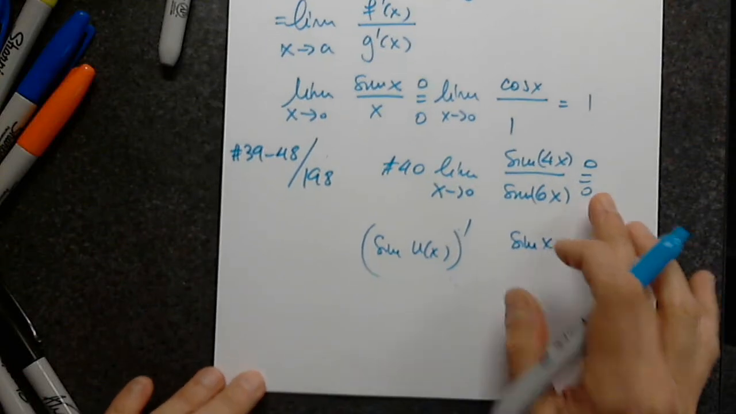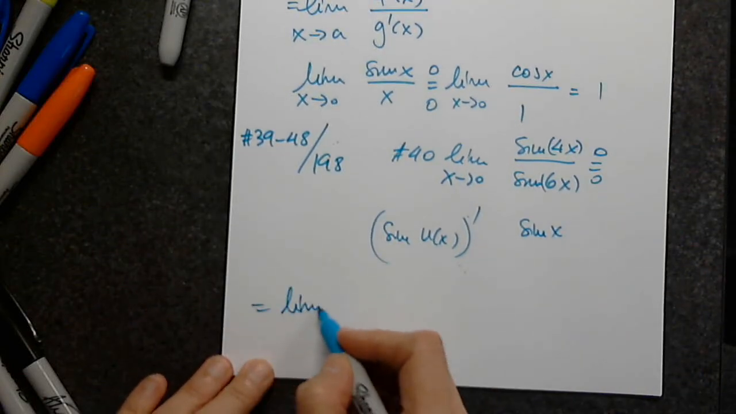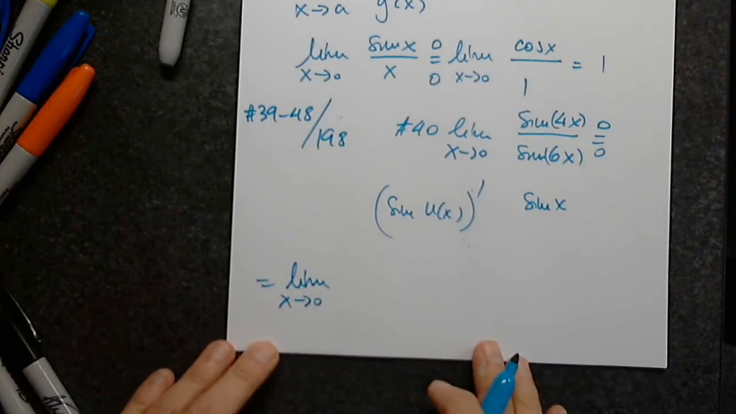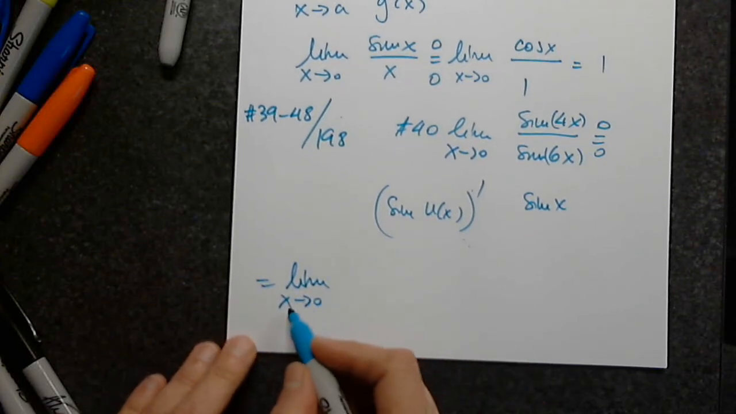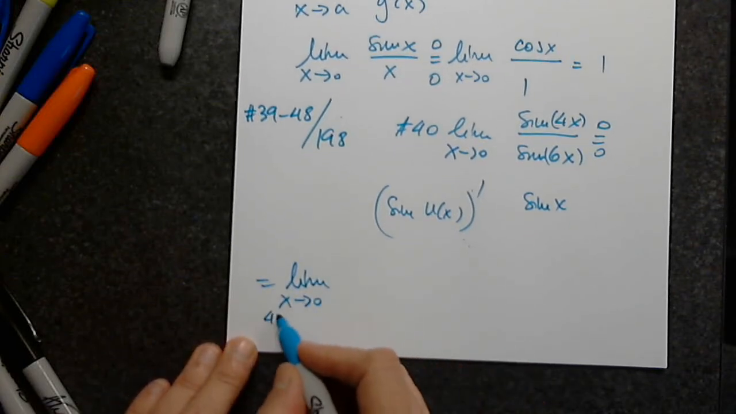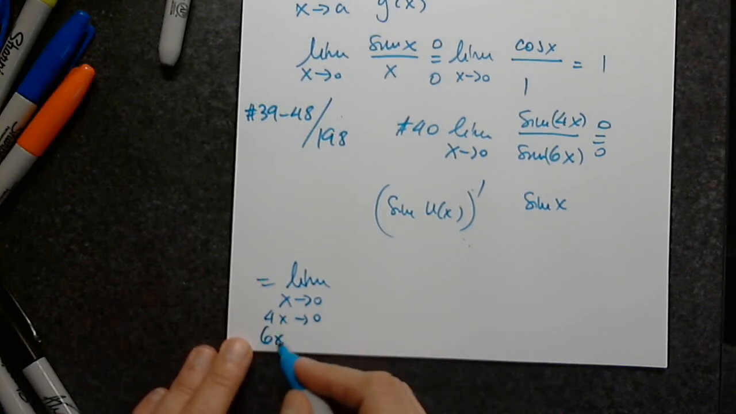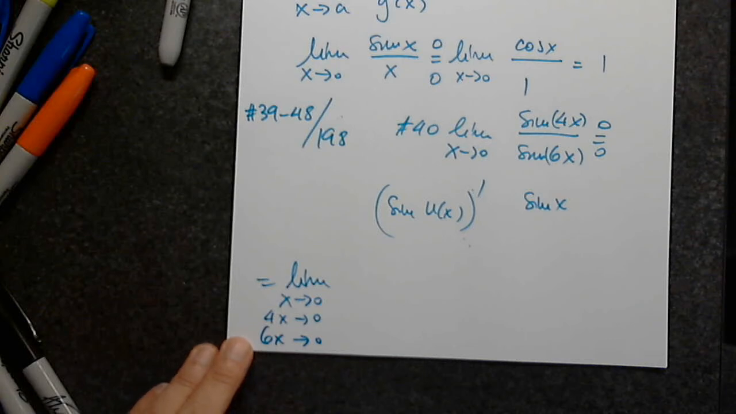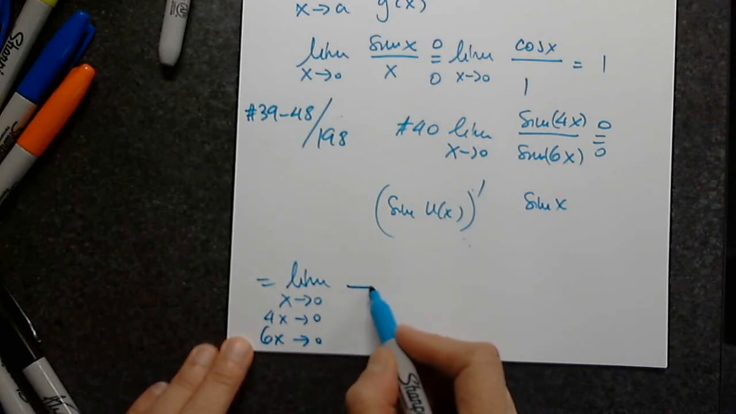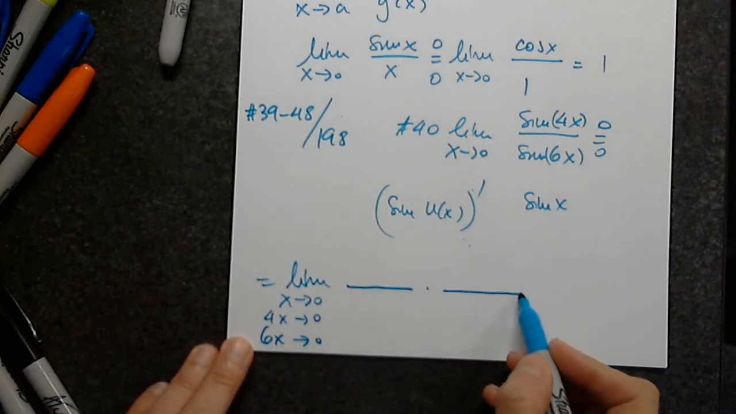But what we can do still, we have the limit as x approaches 0. Now, I hope you agree that when I say x approaches 0, I also mean 4x approaches 0. I also mean 6x approaches 0. Agreed? Good. So then I'm going to do this.